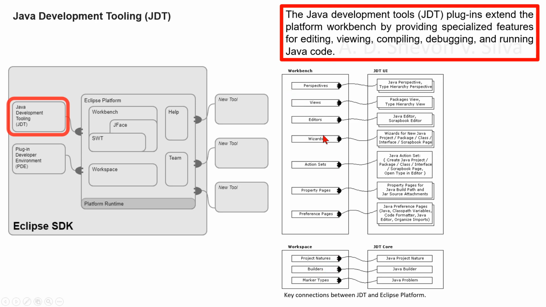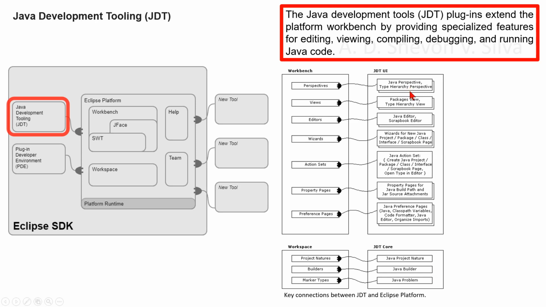Here you can see perspectives, views, editors, wizards, action sets, property pages, and preference pages are in the workbench. Here the Java perspective, package view, Java editor, wizards for new Java, Java action set, property pages for Java build path and Java source attachment, and Java preference pages are inside JDT UI. Here project natures, builders, markers, and marker types are inside the workspace. Here the Java project nature, Java builder, and Java problems are inside JDT core.